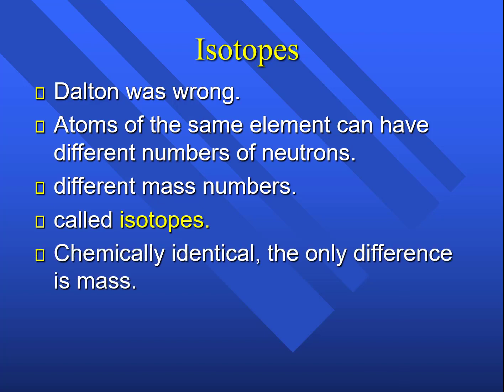Okay, chemically they're identical. The only difference is mass. The only difference is how much mass they have. They react the same way. They look the same. They smell the same. Well, the atoms don't have a smell, but they look the same. React the same. Give off the same colors of light. So we're going to have to be able to describe atoms and include their mass numbers so we can talk about the different kinds of each kind of element.